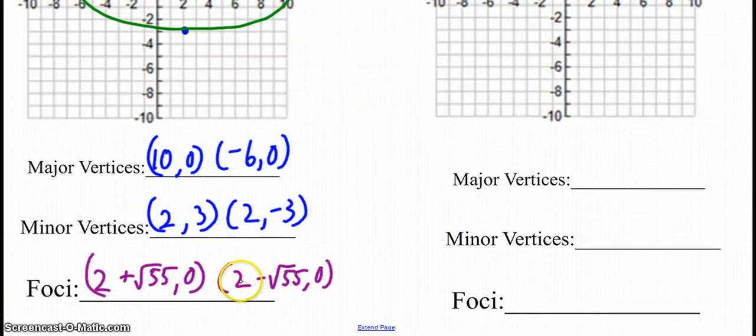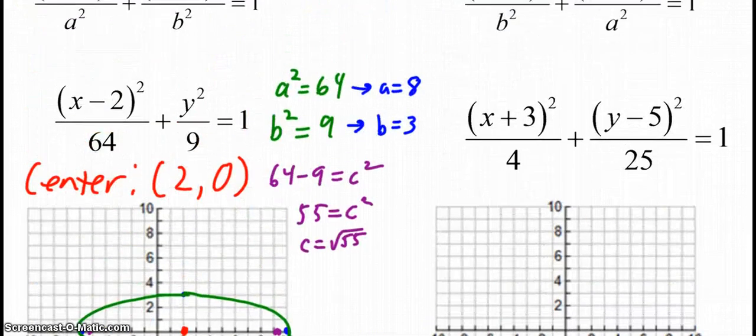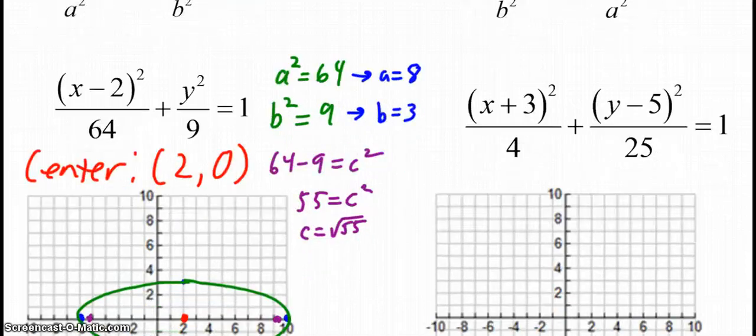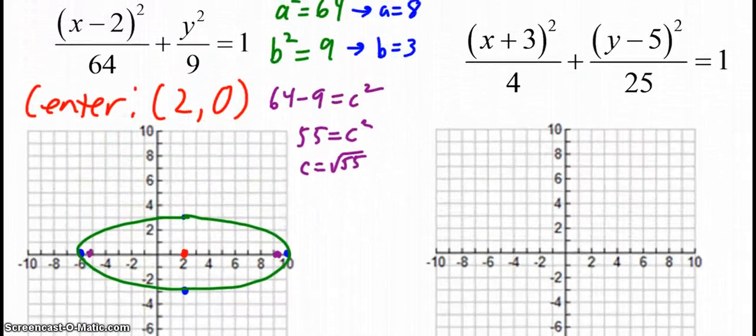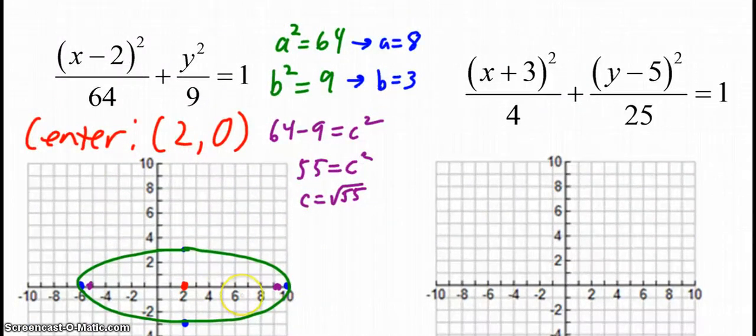This would be my information. I want you to try that with the vertical ellipse over here. So pause the video, find the center, the major vertices, the minor vertices, the foci, and try to graph. Again, do the graph first to help you find the vertices.